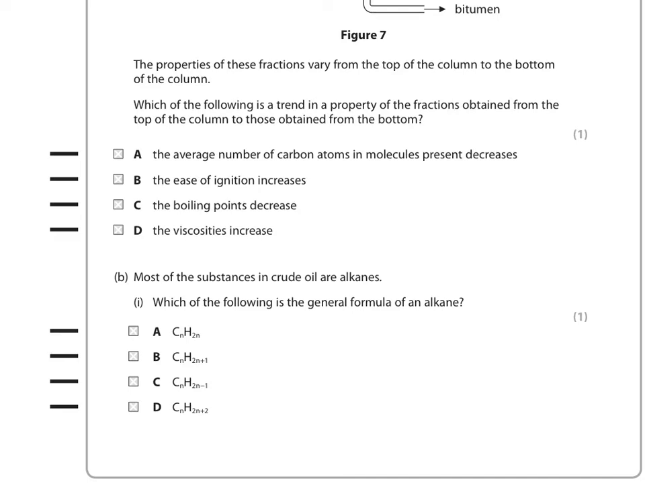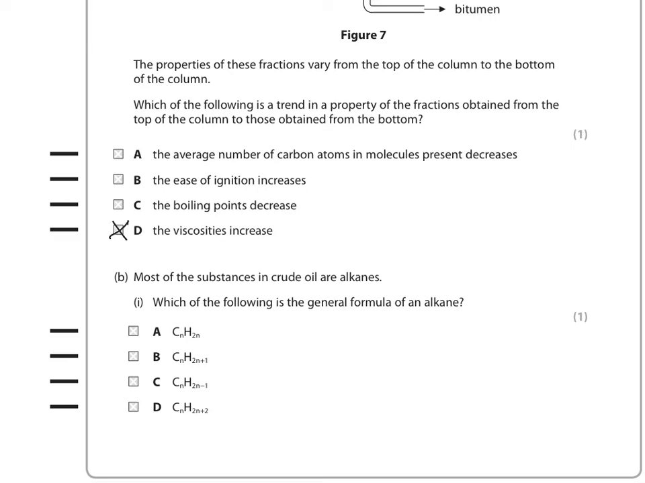The average number of carbon atoms in the molecules present decreases. It increases as you go down. The ease of ignition increases. Well, it doesn't. It decreases. The boiling point decreases. No, the boiling point increases. The viscosity increases. That is the correct answer. And viscosity is how thick the substance is. So high viscosity down the bottom, bitumen, the stuff that you use to make tarmac from, has a high viscosity because it's very thick.